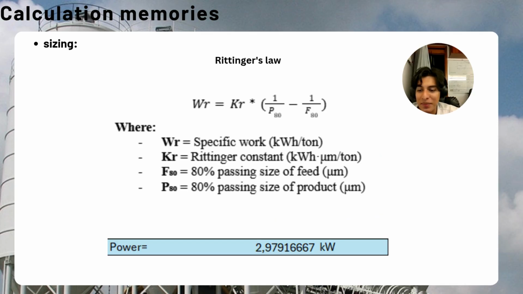After the preliminary calculation, two crucial values need to be determined: work and power. Work was calculated using Rittinger's law, which is used for reducing medium-sized particles. Once this work value is calculated, the crusher capacity is simply multiplied by the work value to obtain the equipment power.